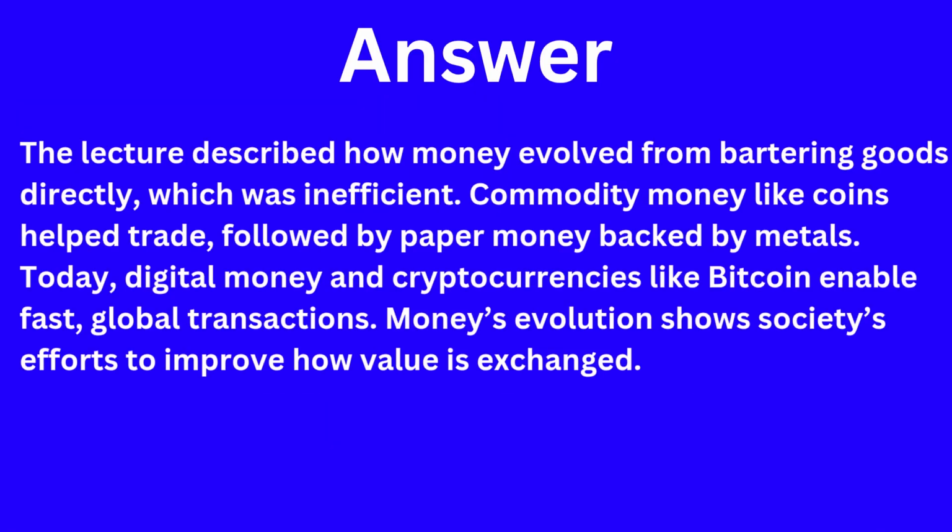The lecture described how money evolved from bartering goods directly, which was inefficient. Commodity money like coins helped trade, followed by paper money backed by metals. Today, digital money and cryptocurrencies like Bitcoin enable fast, global transactions. Money's evolution shows society's efforts to improve how value is exchanged.